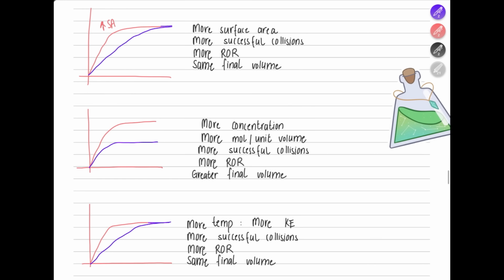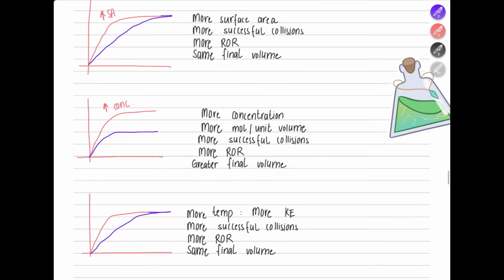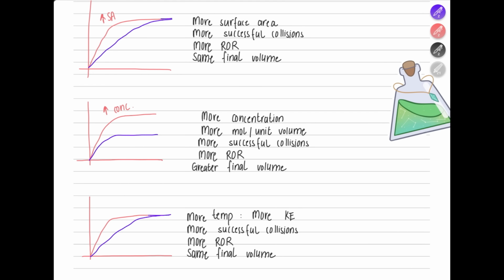On the other hand, if the concentration is different, the final volume is not going to be the same. Why? Because remember, concentration means moles per unit volume. There is a greater number of moles that are going to react per unit volume, so you will have more reaction. Finally, if you have a difference in temperatures, more temperature means more kinetic energy, more successful collisions, a greater rate of reaction. You can see the graph is steeper. However, again, volume will be the same.